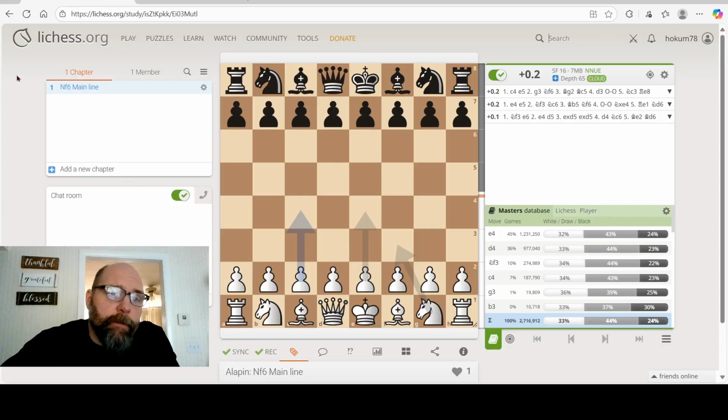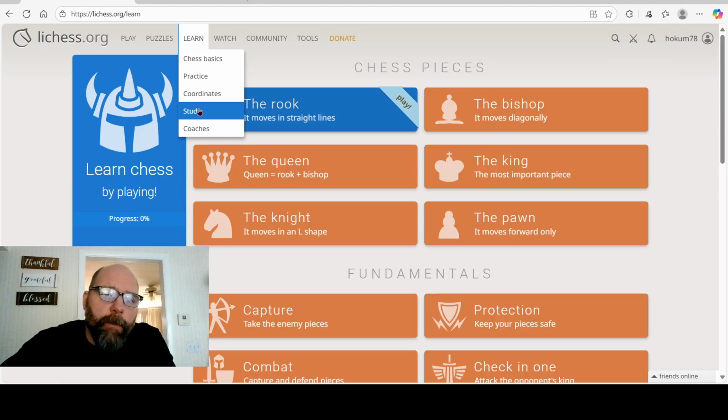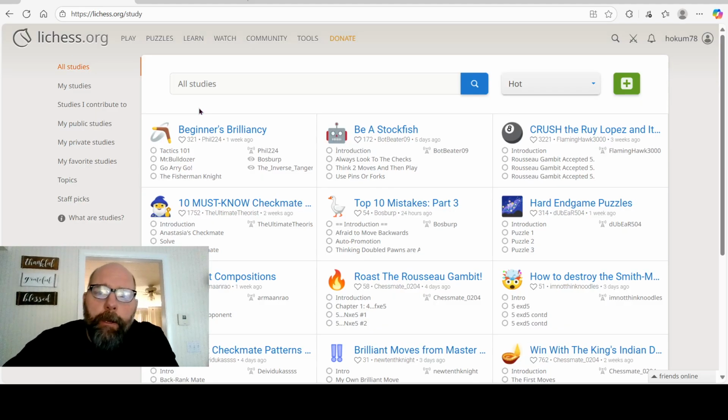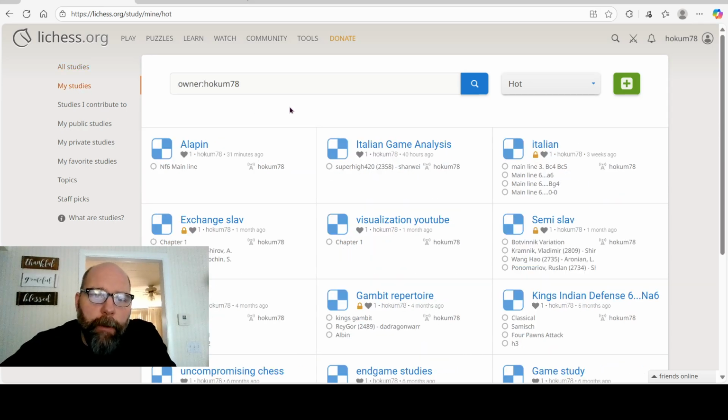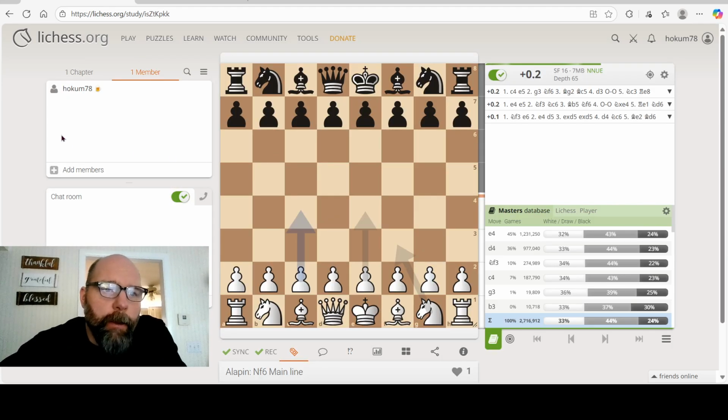So I'm going to look at the Sicilian Alapin. What I did was I went to Lichess Studies. So you go to Study, and you hit this Create a Study. Then it's going to walk you through it, and they're going to ask you what you want to name your study, who's going to contribute to the study, that type of stuff. At this point, I'm just going to go to My Studies, and then pick the Alapin one that I just created.